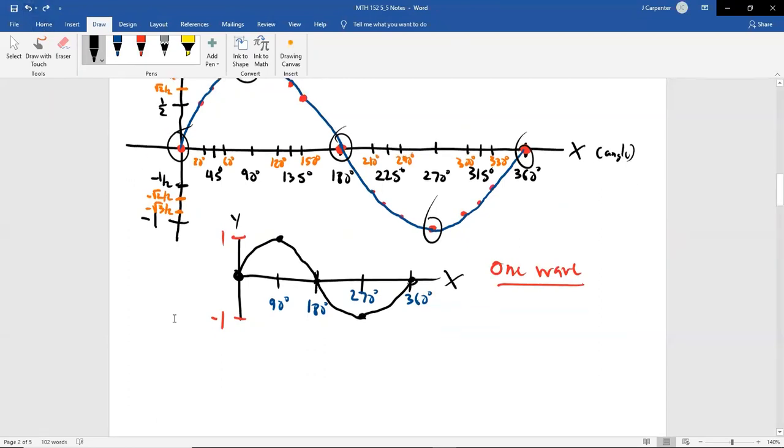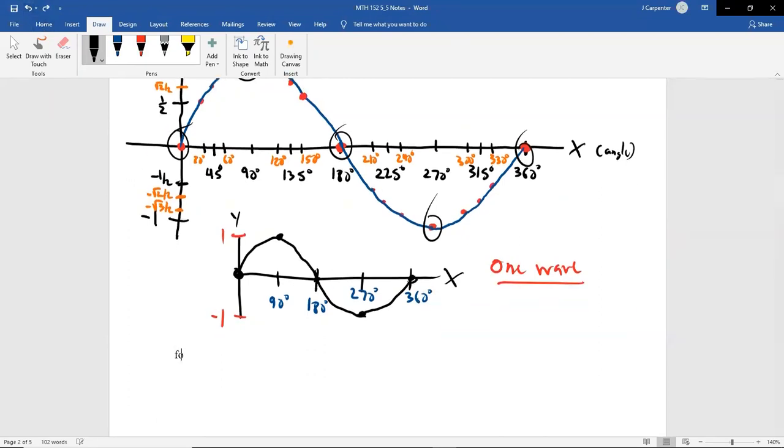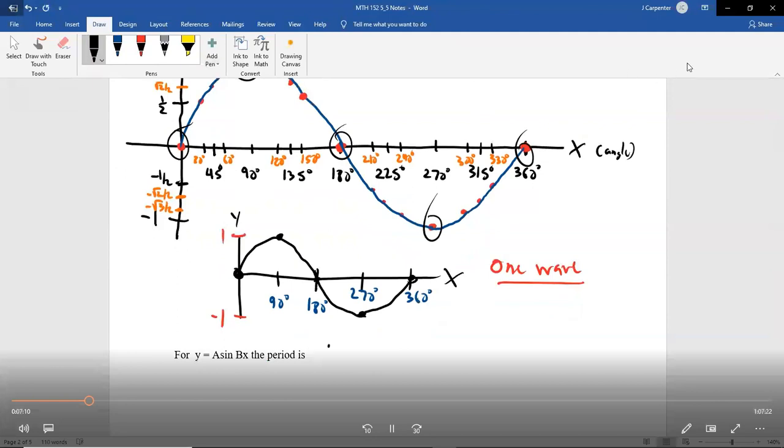All right, so for y, lowercase y, equals capital A times sine of bx. The period, and we use the letter P to denote period, capital P, equals 2 pi over B.